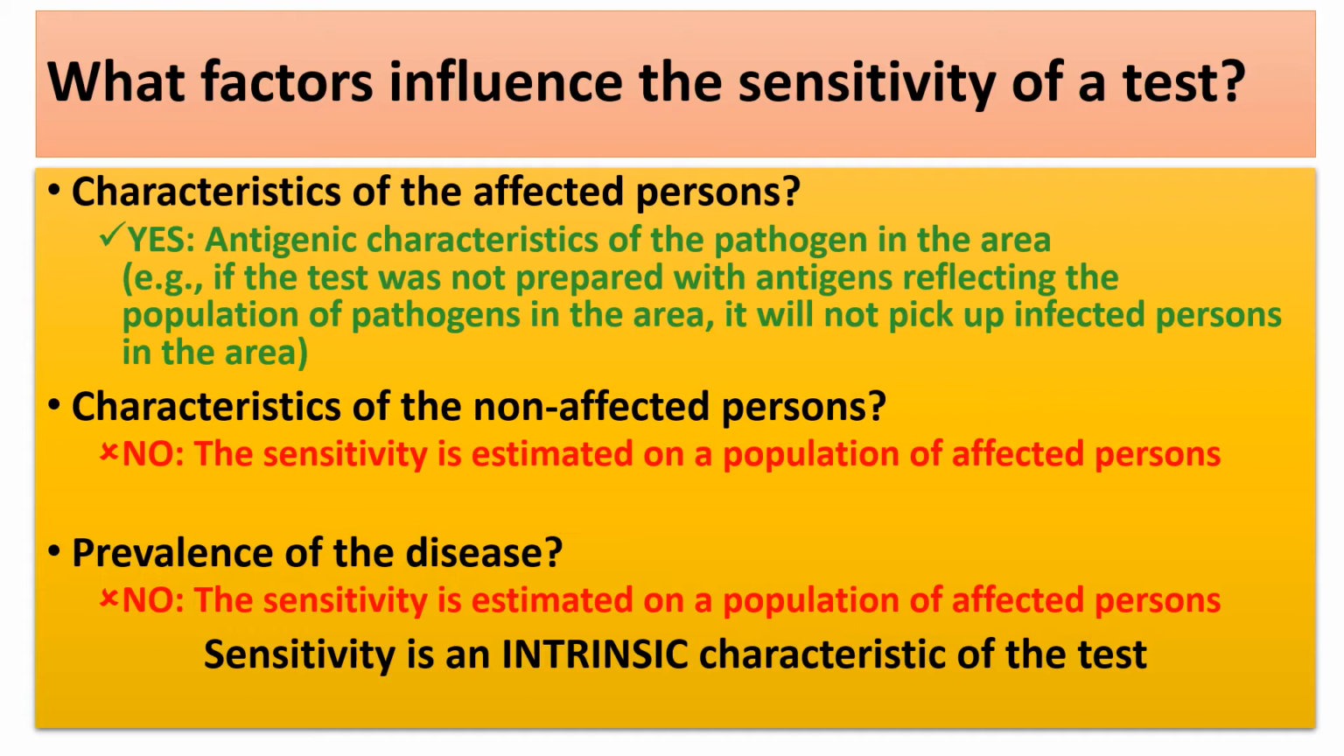So, can we ask whether characteristics of the non-affected persons affect the sensitivity of a test? The answer is no. The sensitivity is estimated on a population of affected persons, not non-affected persons. What about the prevalence of the disease? The answer is again no. The sensitivity is estimated on a population of affected persons. Sensitivity is an intrinsic characteristic of the test.